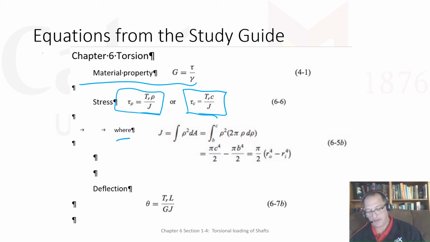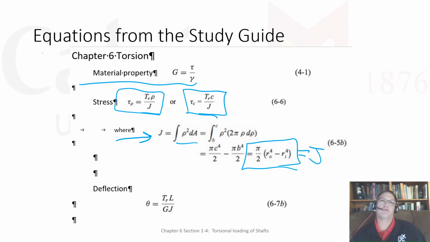We come up with a geometric property called J, the polar moment of inertia. It's just a definition, and we will explore that. It comes out as an integral, and I don't like integrals, but that's okay because we come up with an equation. We integrate that for round circular sections, and it's fine.